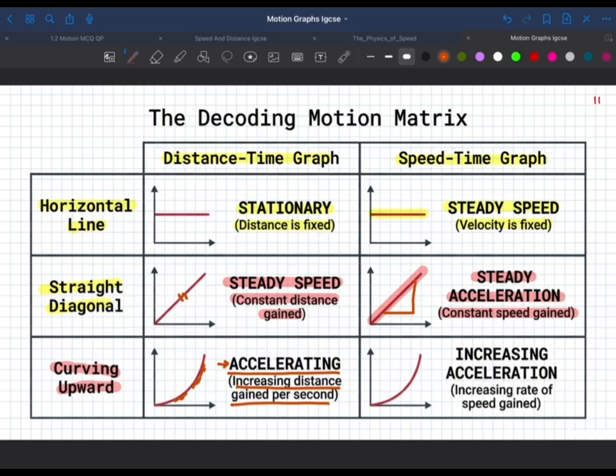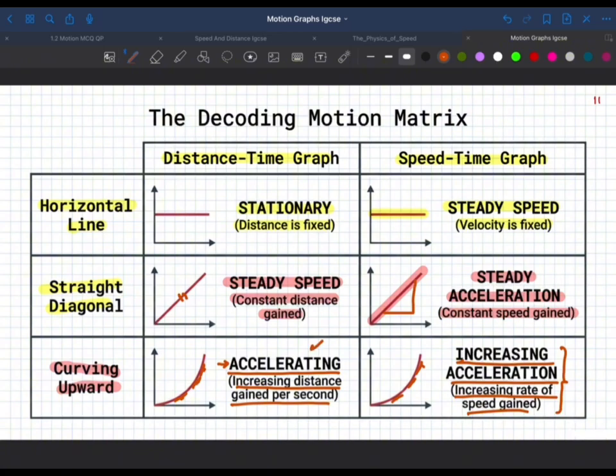Here again, as we have already discussed, in the case of your velocity-time graph, the gradient is giving you the acceleration. So if here you have an increasing rate of speed gain, it means that the acceleration is increasing. In our course, this is not our domain. We need not discuss the increasing acceleration in detail.